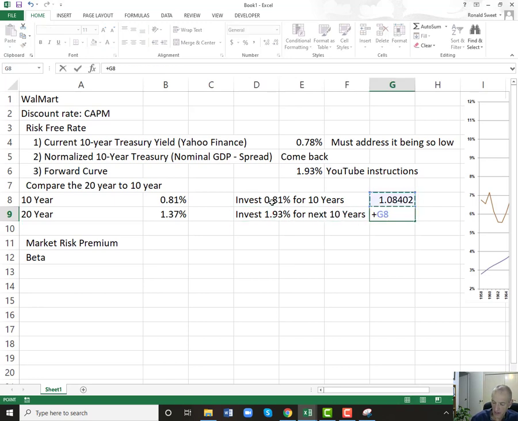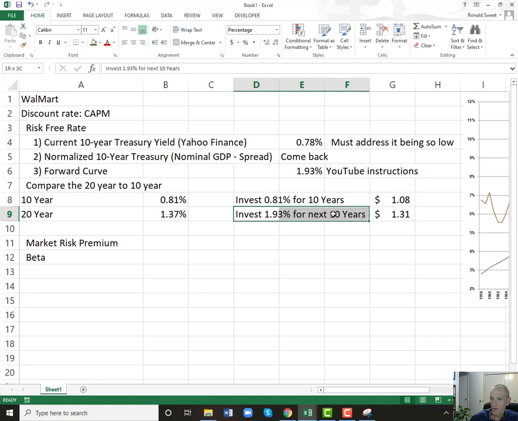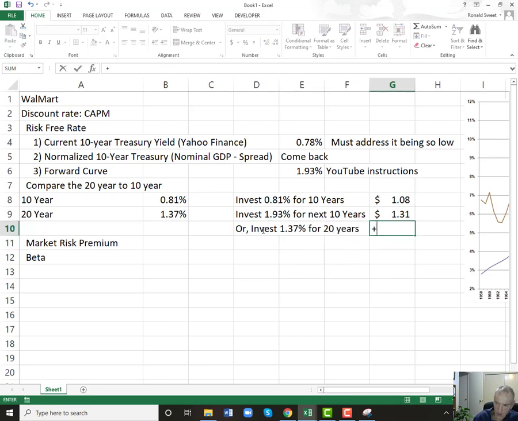So we take that $1.08 that we had and multiply it by 1 plus 1.93%, raised to the 10th. At the end of 20 years, if the 10-year Treasury actually is 1.93% in 10 years, then we'll end up with $1.31. Or we can invest at 1.37% for 20 years. What would that give us? You get 1 plus 1.37% raised to the 20th, and that gives you the exact same $1.31.